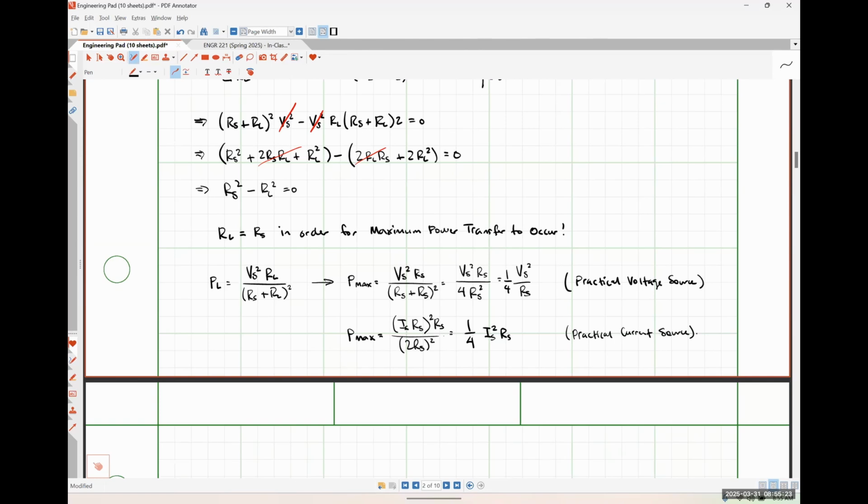So that is the expression for the maximum power that can be supplied by a practical voltage source on top, and the maximum power that can be supplied by a practical current source on bottom. Okay.